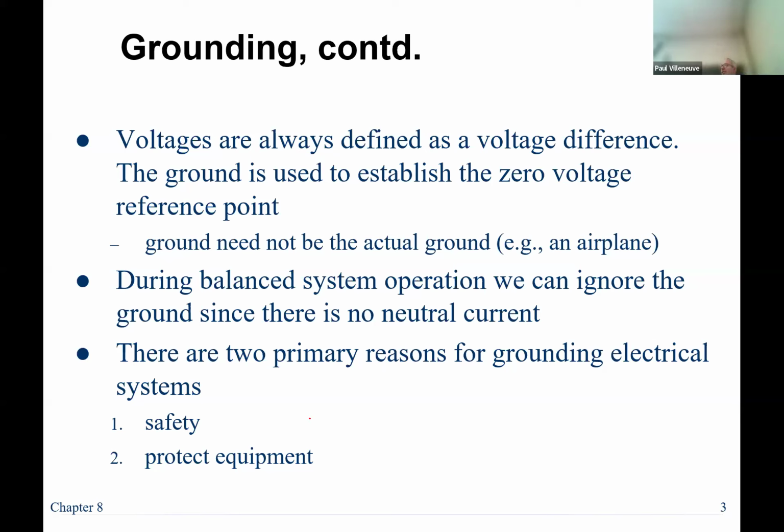So when we have a balanced system, right, all 3 phases have the same magnitude and are offset by 120 degrees, then there is no neutral current, none whatsoever. So you don't even need a ground connection. And ideally, we're trying to run a balanced system. So we're trying to achieve that.